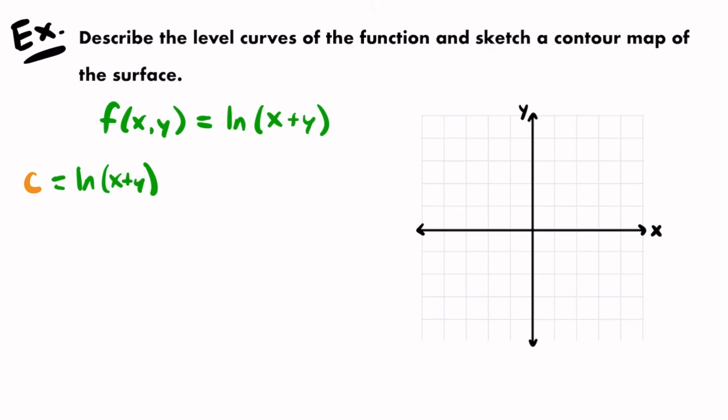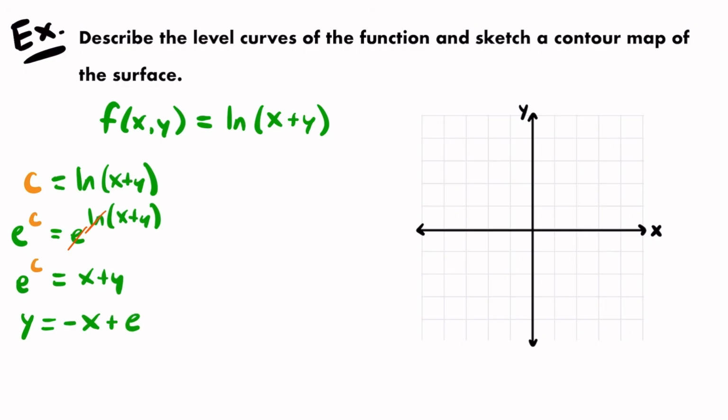so let's try to manipulate it a little bit. What we can do is exponentiate both sides of the equation using e. So we'll have e to the power of c is equal to e to the power of the natural log of x plus y. And so then e and the natural log will cancel each other out, just leaving you with e to the power of c is equal to what is inside that natural log function, which is just x plus y. That is all that gets left over after e and the natural log cancel each other out. And so now, if we solve for y here, you'd want to subtract x from both sides of the equation. That will give you this. y is equal to negative x plus e to the power of c.